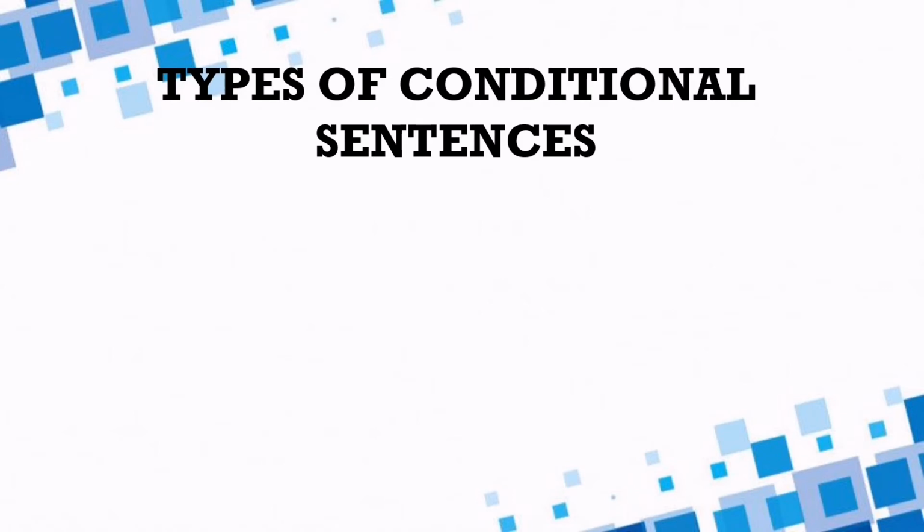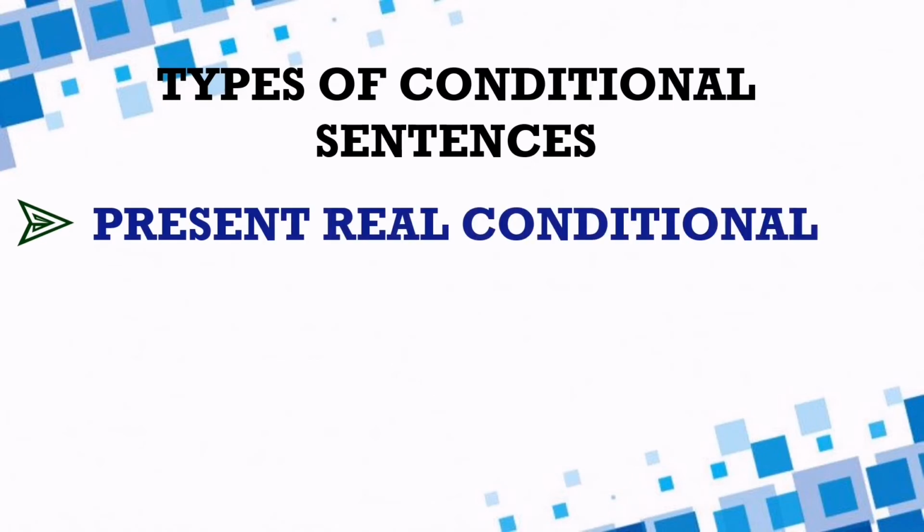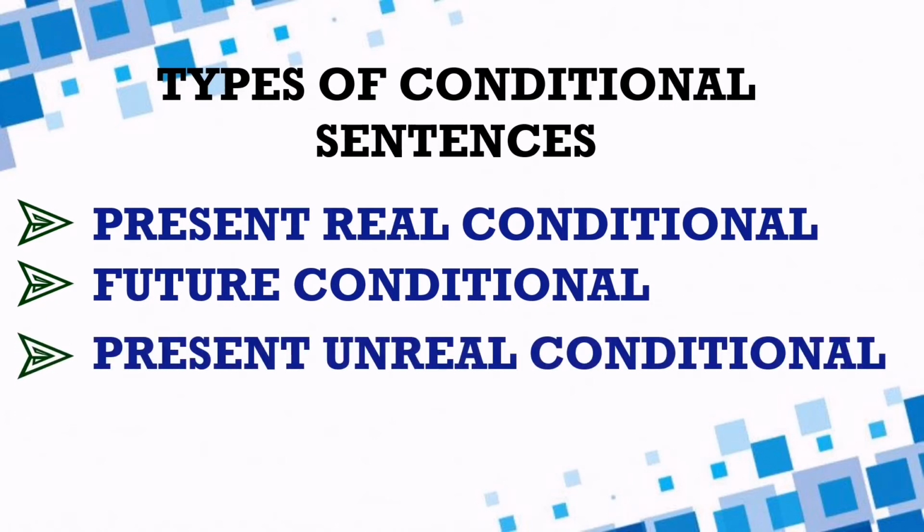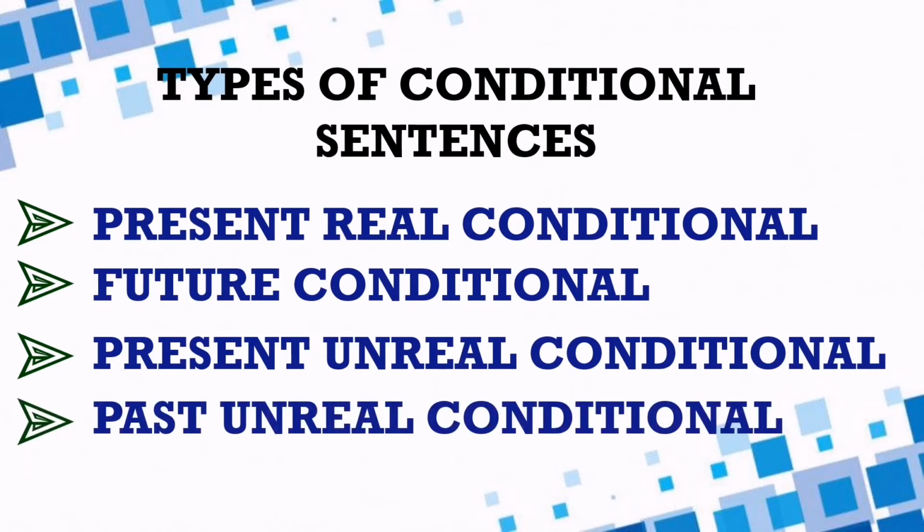There are 4 types of conditional sentences. They are classified according to the degree of probability that they express. First, present real conditional. Second, future conditional. Third, present unreal conditional. And fourth, past unreal conditional. Each type uses different tenses to show the difference in the degree of probability. This week, we will only be focusing on the first 2 types.